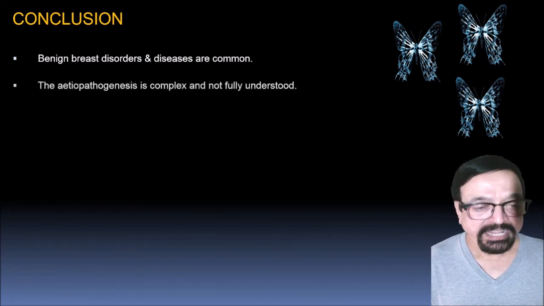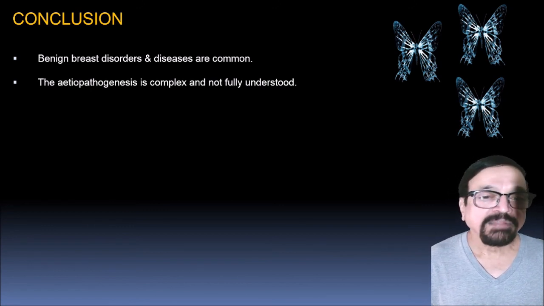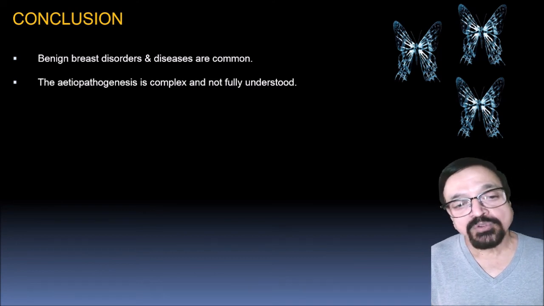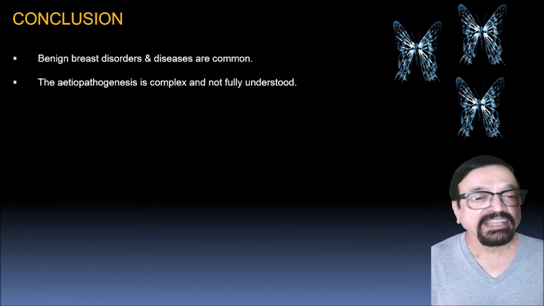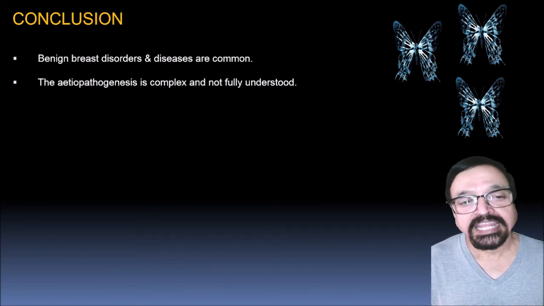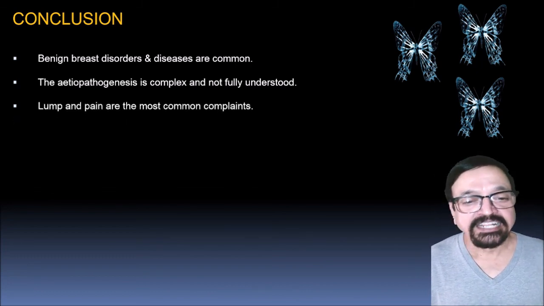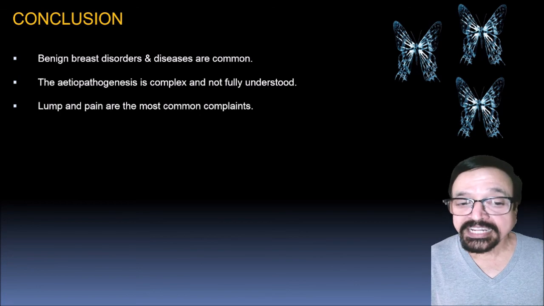Now let us come to a conclusion: benign breast diseases are common disorders. They are more common in younger women. They make up around 80% of the total breast diseases in women less than 30 years. The etiopathogenesis is complex and not fully understood, and in some diseases you will have to go into detail and find out.